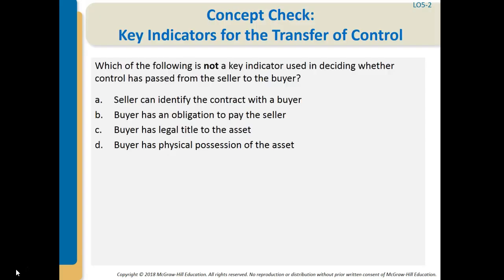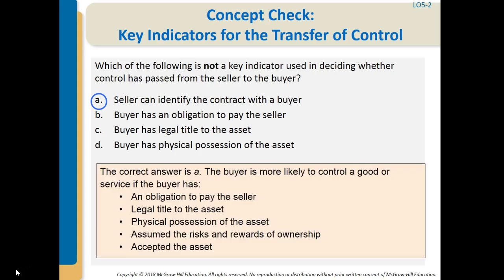So let's look at a question here. Which of the following is not a key indicator used in deciding whether control has passed from the seller to the buyer? A. Seller can identify the contract with the buyer. B. The buyer has an obligation to pay the seller. C. The buyer has legal title to the asset. And D. Buyer has physical possession of the asset.